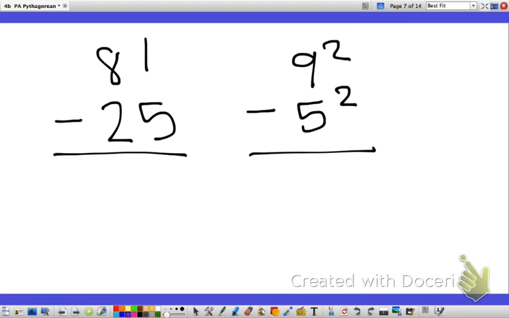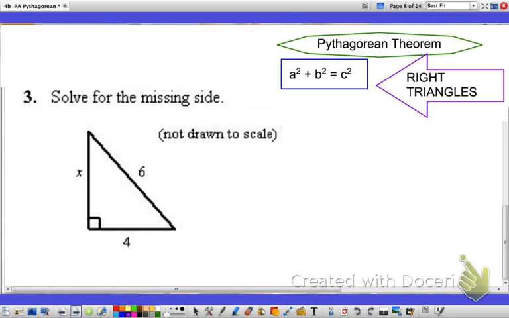Let me show you something about how you can use your calculator to be more efficient. So in that last problem, we subtracted the 81 and the 25. Well, you can use your calculator and just type in 9 to the second, subtract 5 to the second. So that would be a quicker way to get 56. Pause the video and find the missing leg on this right triangle.